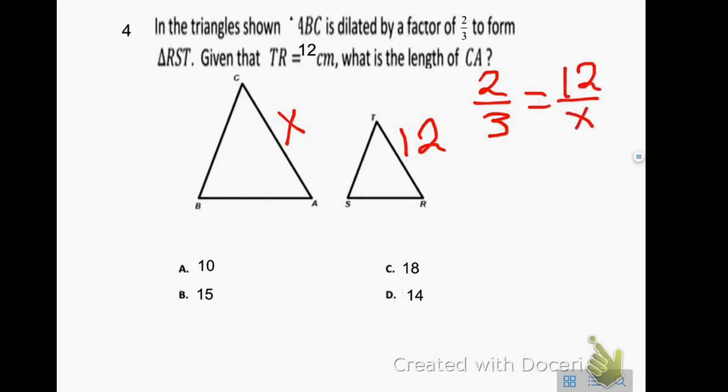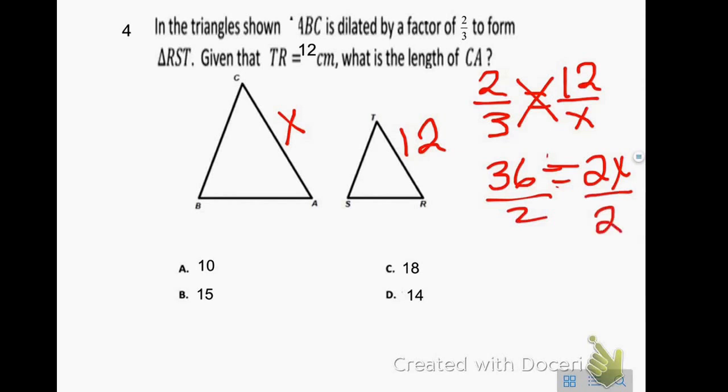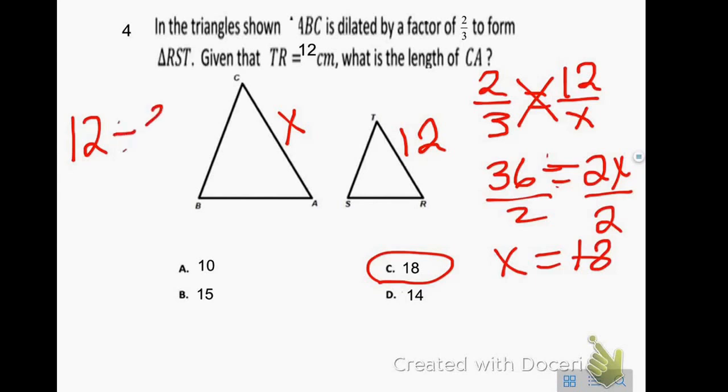I would put 12 as my numerator because it's in the smaller triangle, and that's with the smaller number 2. And you cross multiply, that would give me 36 equals 2X, and divide both sides by 2. So X gives me 18. You could also work this one by dividing 12 divided by 2/3. And that would also give you 18.